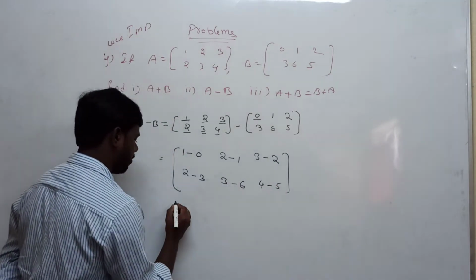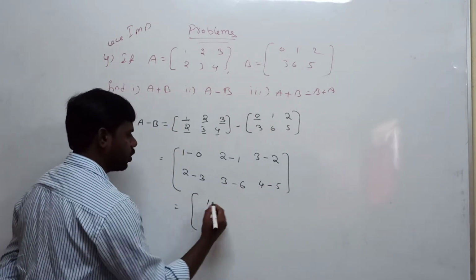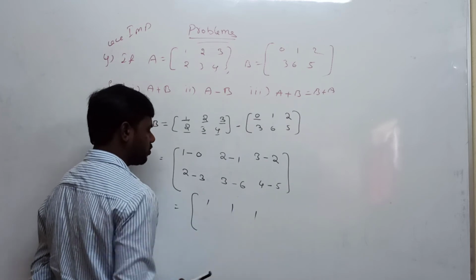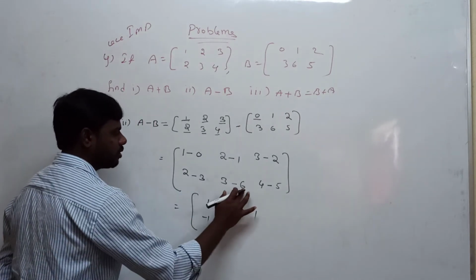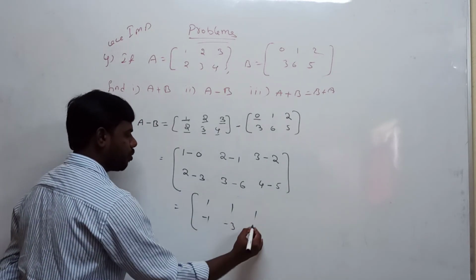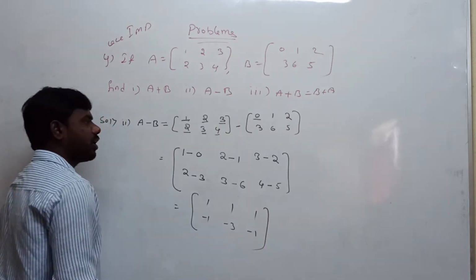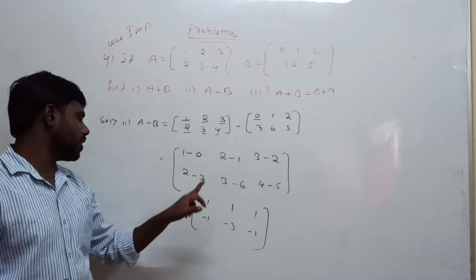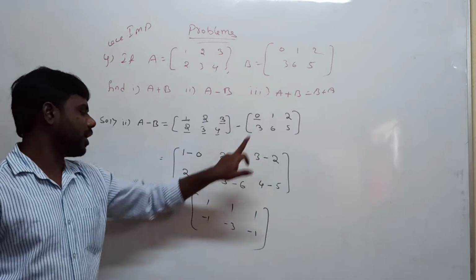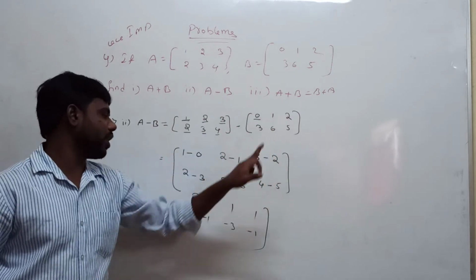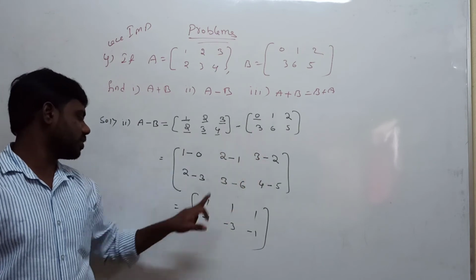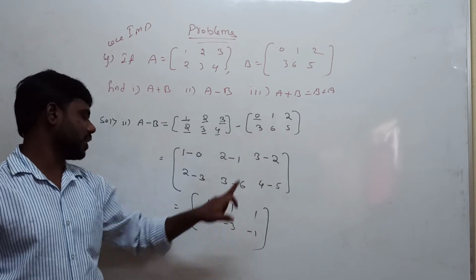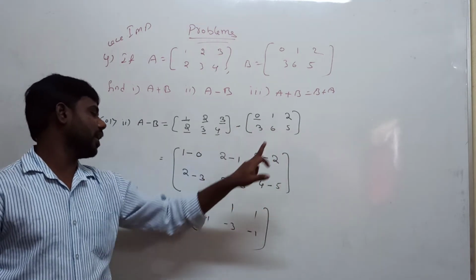So starting with this, 1 minus 0 is 1. 2 minus 1 is 1. 3 minus 2 is 1. 2 minus 3 is minus 1. 3 minus 6 is minus 3. 4 minus 5 is minus 1. Now we subtract the two matrices. Only 1 minus 0 value is 1. 2 minus 1 value is 1. 3 minus 2 value is 1. 2 minus 3 value is minus 1. 3 minus 6 value is minus 3. 4 minus 5 value is minus 1.